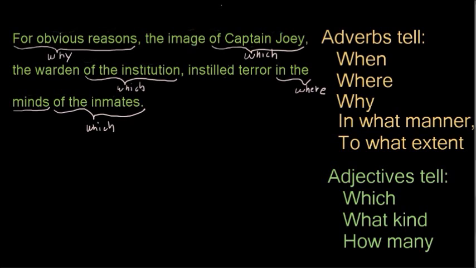We're going to ask ourselves first, what's the main verb? For obvious reasons, the image of Captain Joey, the warden of the institution, instilled. Okay, there's our first action, so that's probably going to be our main verb. Terror in the minds of the inmates. Yeah, there's no more verbs. So double underline that to show it's the simple predicate, and we will draw our code for action here.